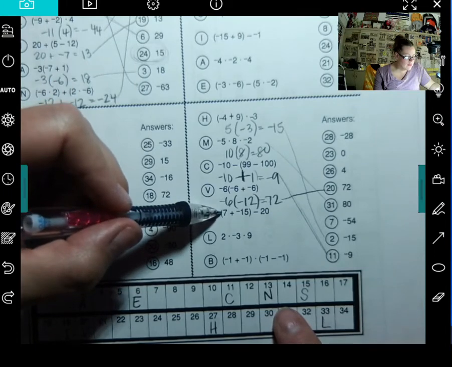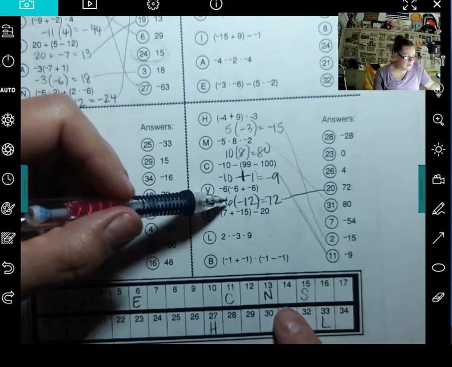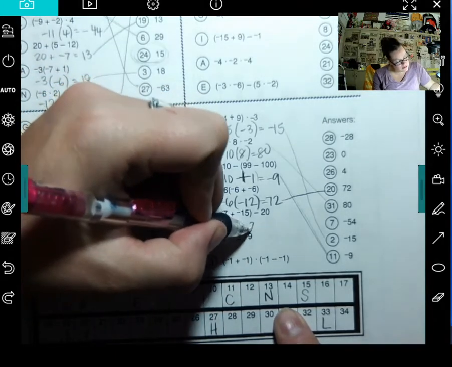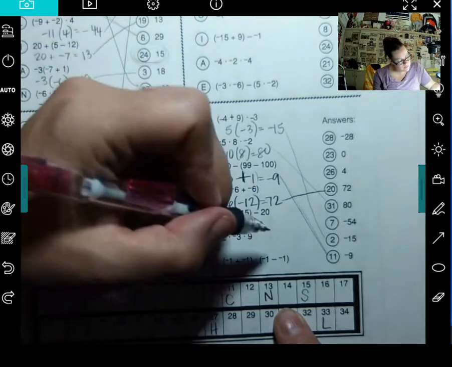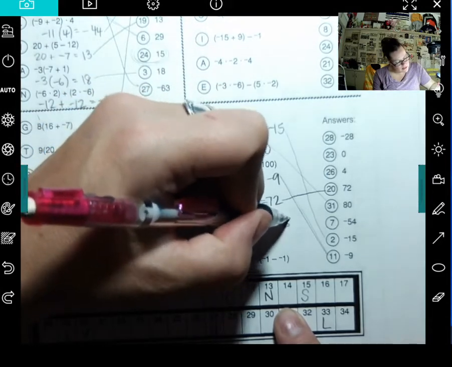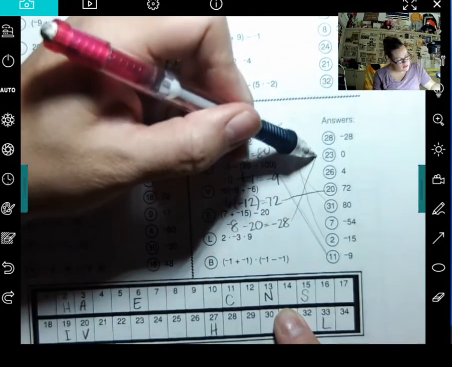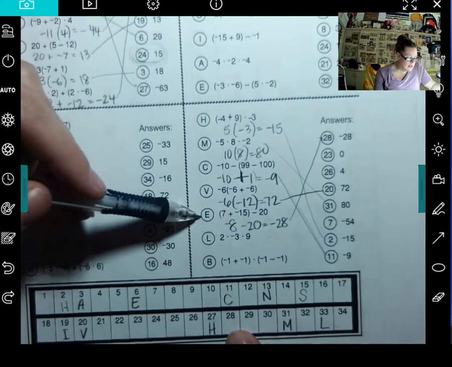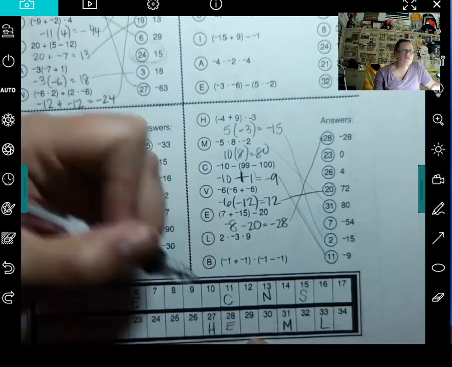The next one, 7 plus negative 15, and then minus 20. So 7 plus negative 15 is going to be negative 8. Minus 20 equals negative 28. And that is what number 28 is. So number 28 has the letter E under it.